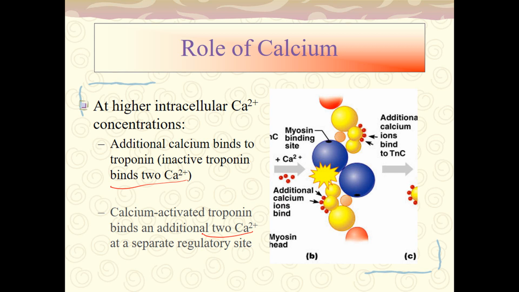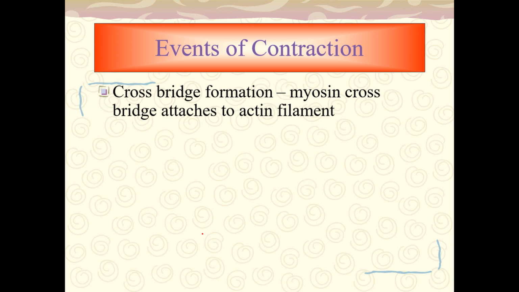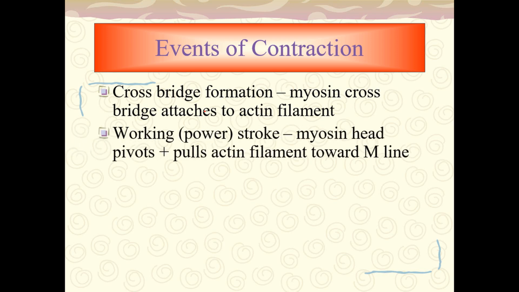Now we're going to move on and talk about what happens when that myosin head binds. We're going to go through the events of contraction. The first thing, after calcium moves tropomyosin out of the way, is cross bridge formation. That myosin head will attach to the actin filament. It will then pivot and pull that actin filament towards the M line. The H zone is going to be getting smaller.